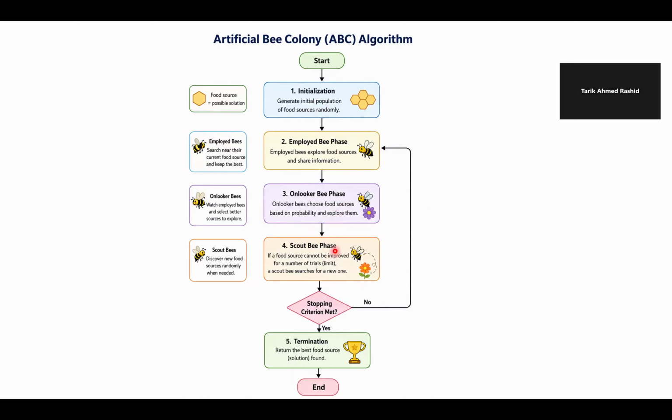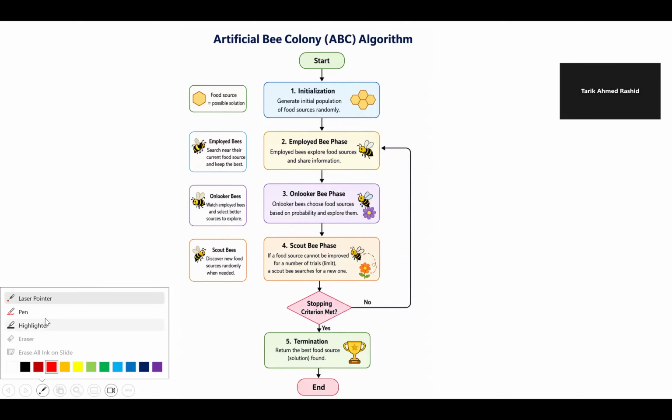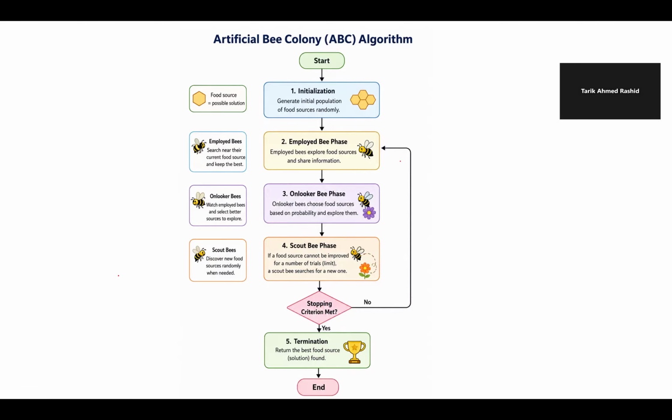And if the food source is not improved or cannot be improved, then scout bees will come in this phase. We randomly generate scout bees. And if the convergence is met, we will stop the algorithm and we will get the best solution. Otherwise, we go back to step two.